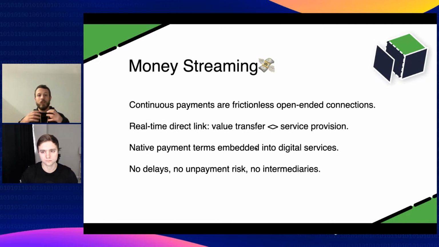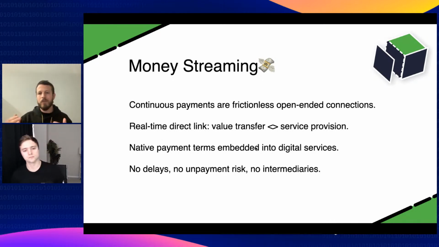So money streaming is this continuous payment which flows frictionlessly from one account to another in an open-ended connection. Open-ended means that once you open a stream, it will stay open until you close it or run out of funds. It creates a real-time link between the service provider and the payer in a way that allows you to pay for every second of service provided. And this is extremely interesting because what it does is it eliminates all unpayment risk. If you're paying for every second of a service, the moment that service stops being provided, you can stop paying without ever overpaying or underpaying for the services you're using.